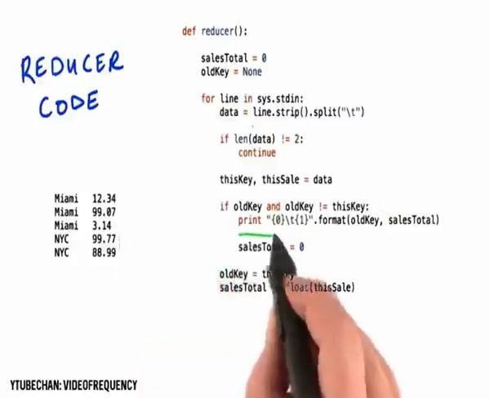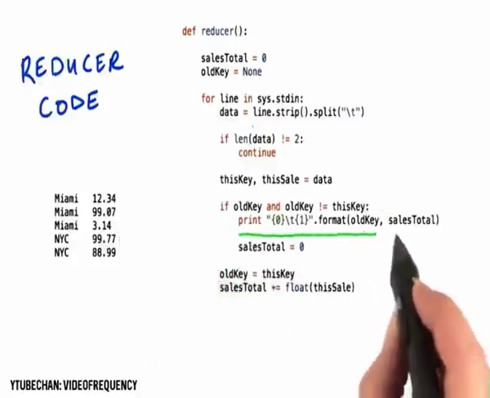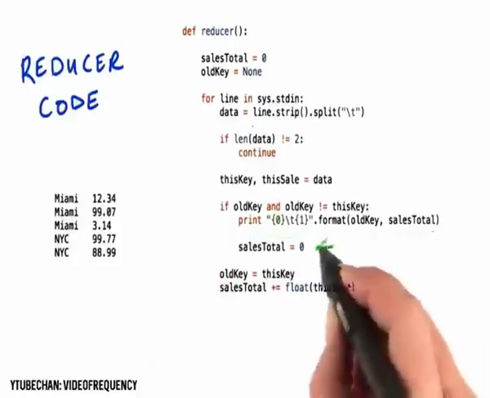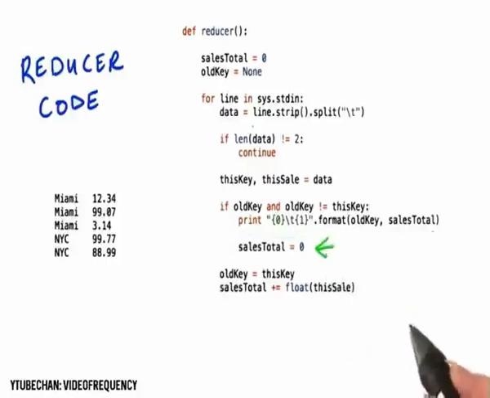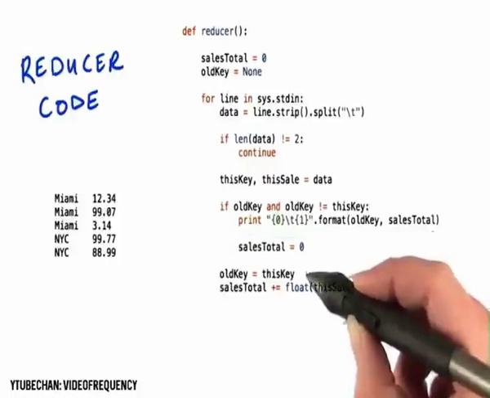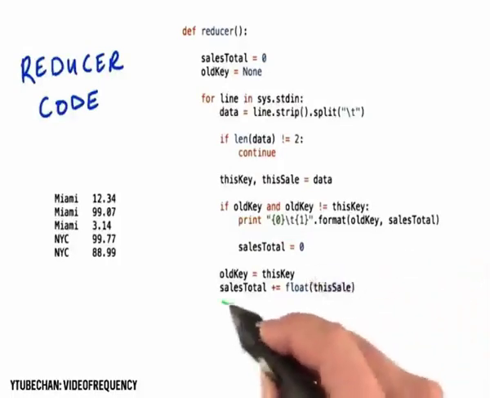So now we need to write out the result, which will be key, which is the store name, a tab, and the sales total for that store. Then we reset sales total back to 0. Now for every row that we process, we'll set old key to the key we're working on, then add the current sale to the running total.